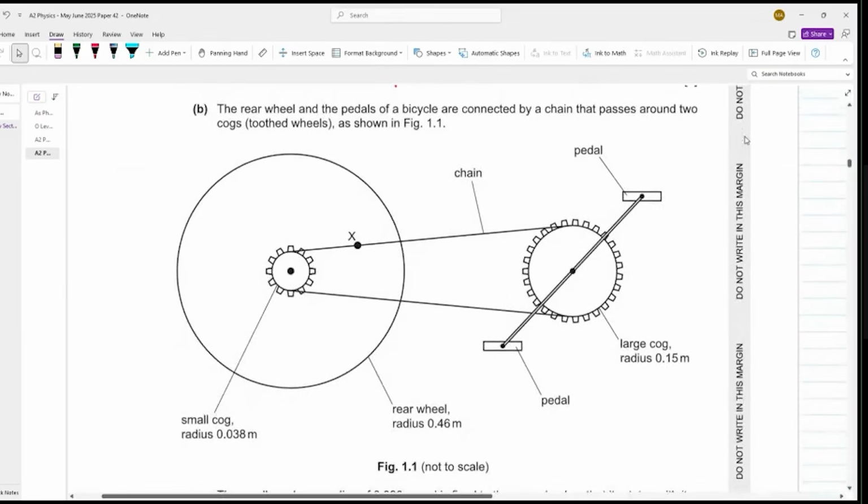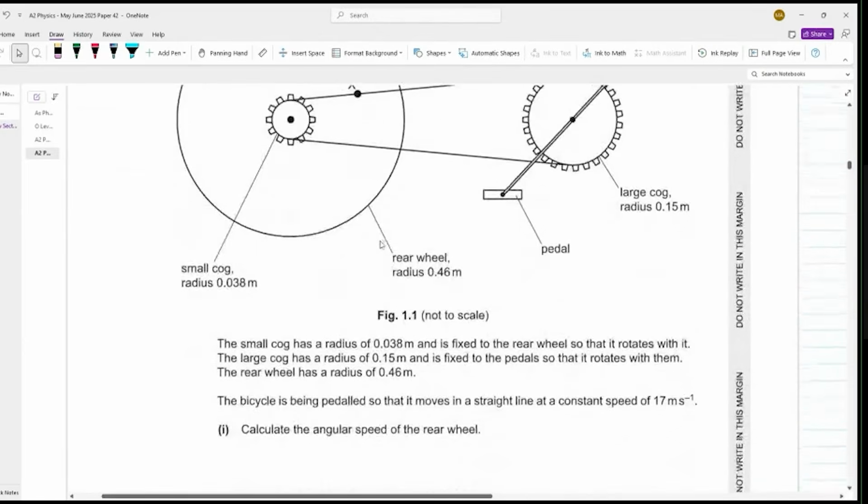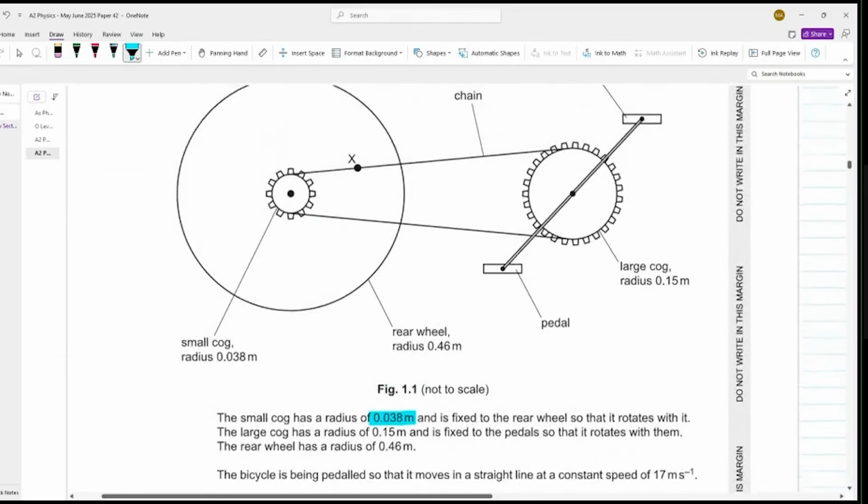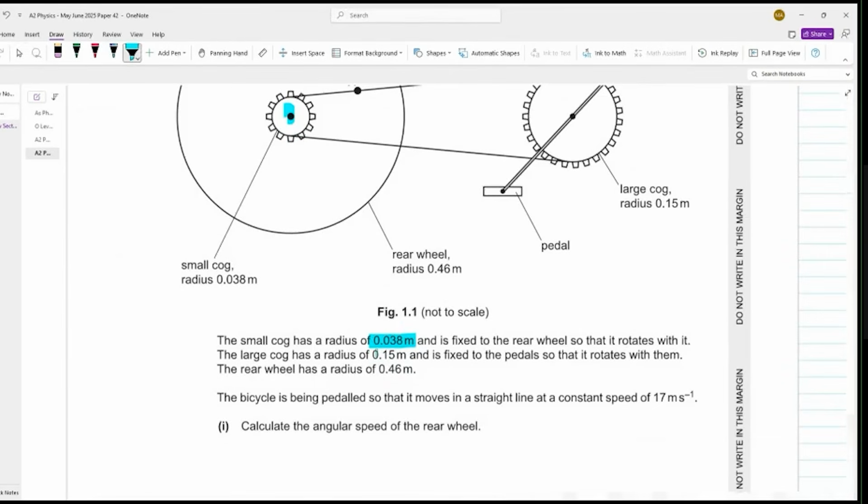Let's further move ahead. The rear wheel and the paddles of a bicycle are connected by a chain that passes over two cogs, as shown in figure 1.1. The small cog has a radius of 0.03 meters. Where is the small cog? This one. And is fixed to the rear wheel so that it rotates with it. The large cog has a radius of 0.15 meter.